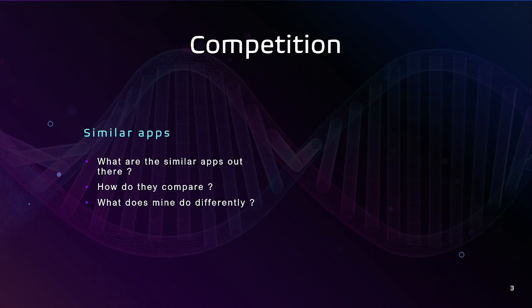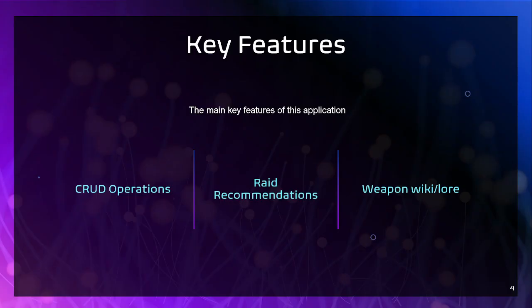And slide number 4. Alright, these are going to be your three main key features of this application. First one being CRUD operations, second one being raid recommendations, and the third one being weapon wiki/lore. So the first one simply stands for create, read, update, and delete. I'm going to be creating some characters and weapons, reading them or allowing the user to search for them. The user will be able to update the weapons and armor, and then the user will be able to delete a character as a whole.